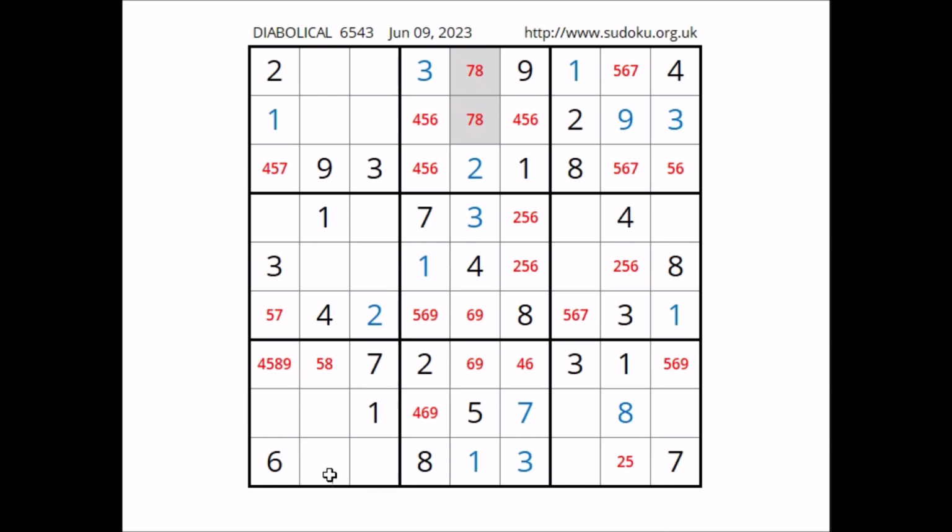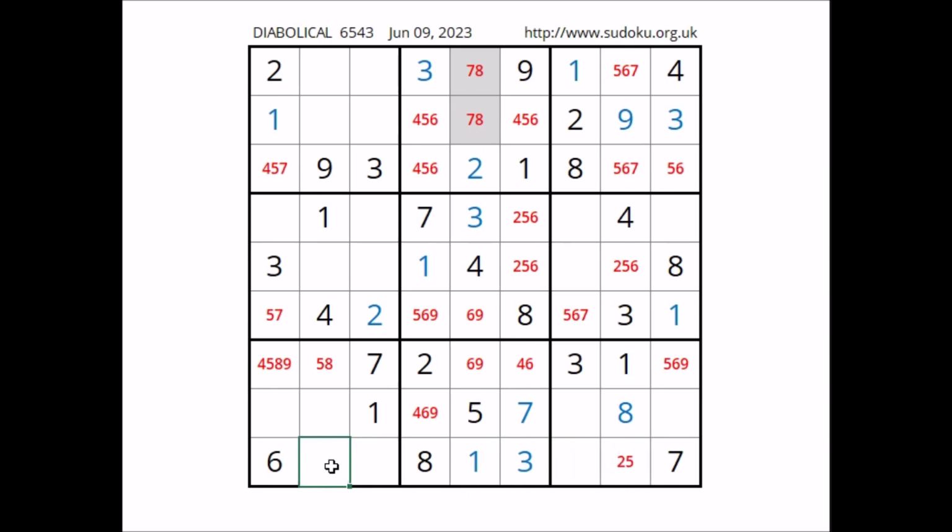Take a look at the row. 1, 2, 3, 4 numbers are missing, okay? Look, in these 4 places have to go the numbers 2, 5 and the numbers 4 and 9, okay? 2, 5, 4 and 9.